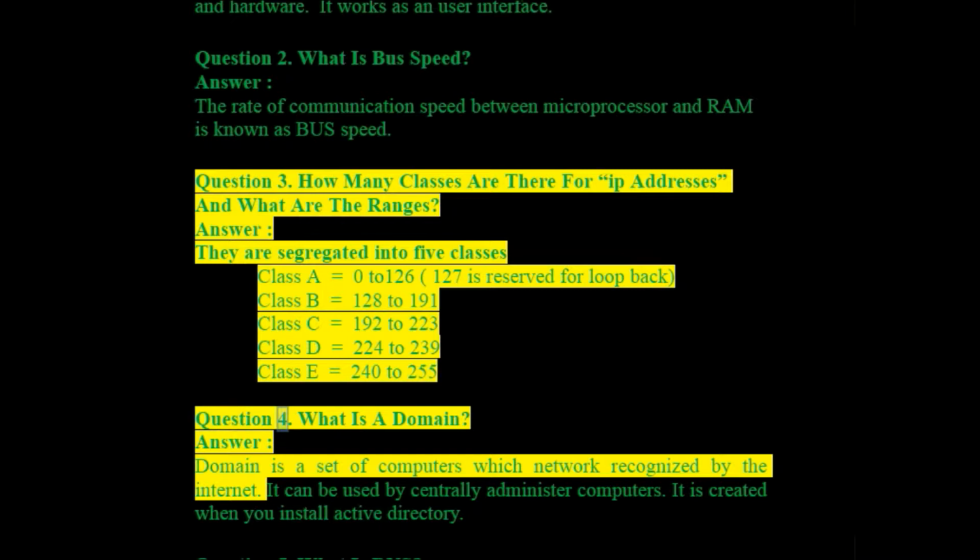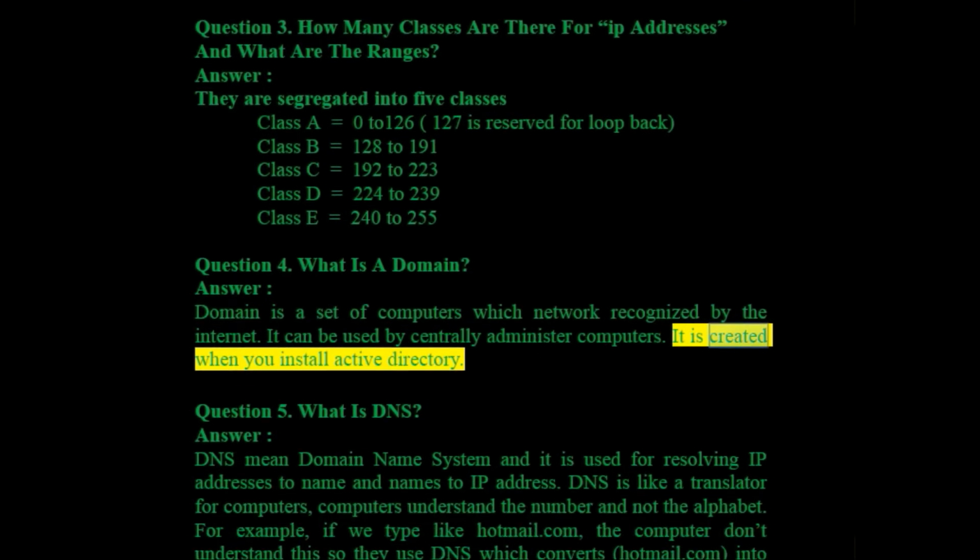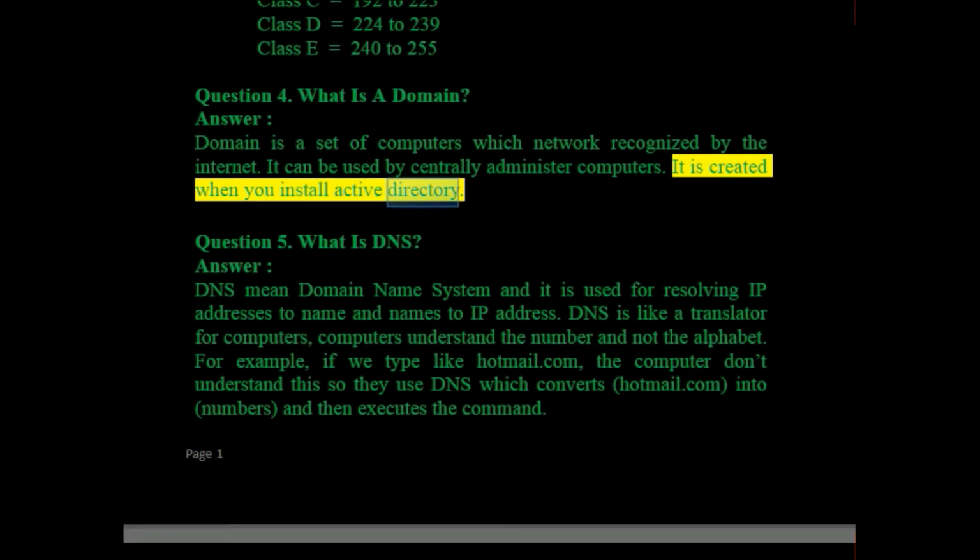Question 4. What is a domain? Answer: A domain is a set of computers on a network recognized by the Internet. It can be used by centrally administered computers. It is created when you install Active Directory.